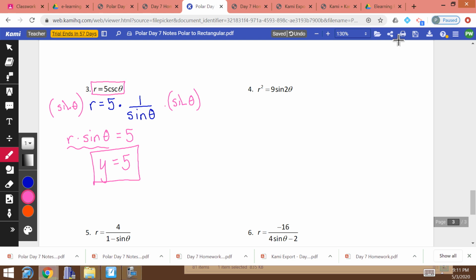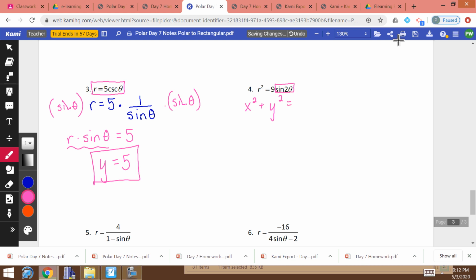All right, looking at number 4, notice there already is an r squared. If you see that, you can say right away, I'm going to change that to x squared plus y squared. Unfortunately, on the other side, it's not so easy. We have 9 times the sine of 2 theta. Because it's an r squared and it has that 2 theta, we know this one is the lemniscate, the figure 8 lemniscate. Hopefully we recognize that.